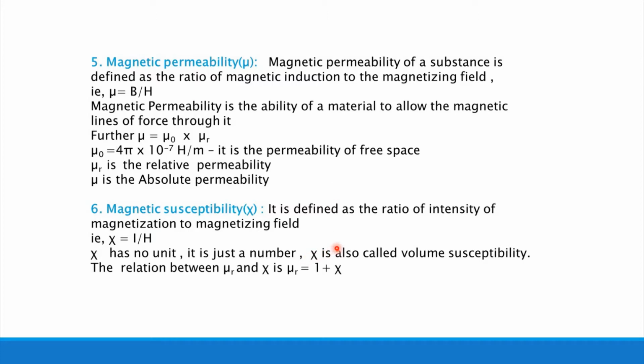The sixth one, magnetic susceptibility, denoted by chi. It is defined as the ratio of intensity of magnetization to magnetizing field, that is chi is equal to I by H. Chi has no unit because the units of I and H are the same, ampere per meter, so they cancel. Chi is just a number. Chi is also called volume susceptibility. The relation between mu r and chi is mu r is equal to 1 plus chi.